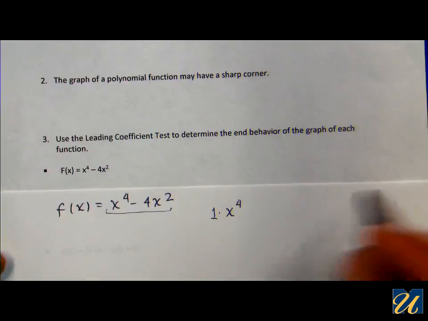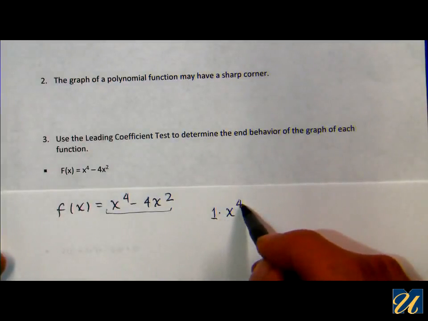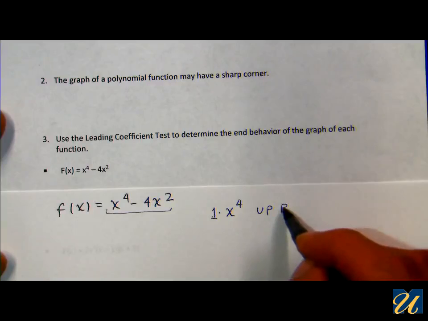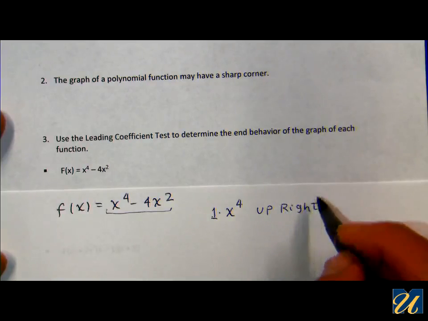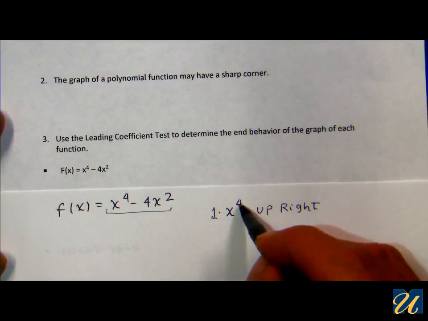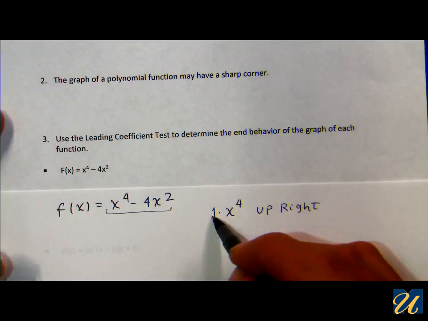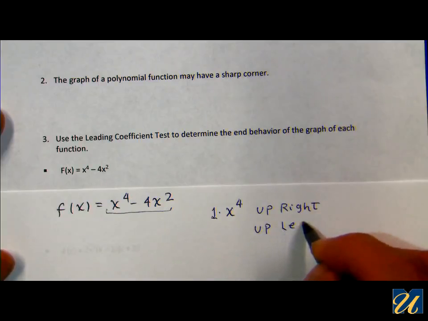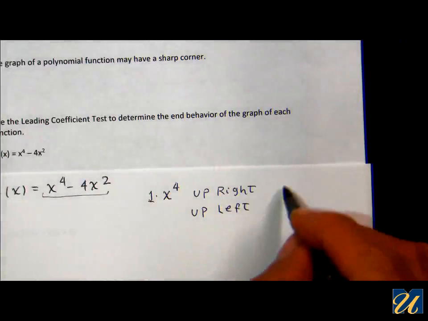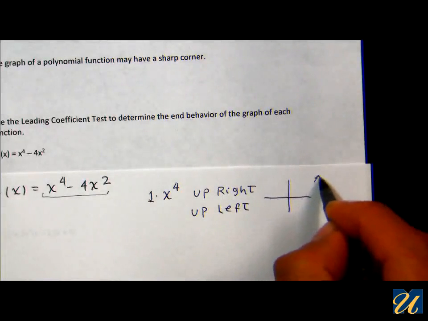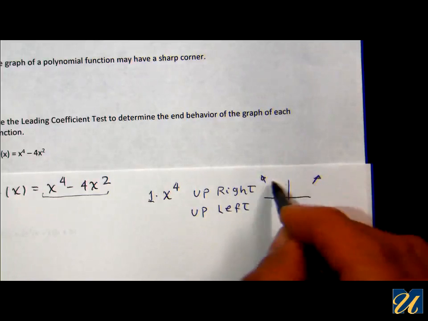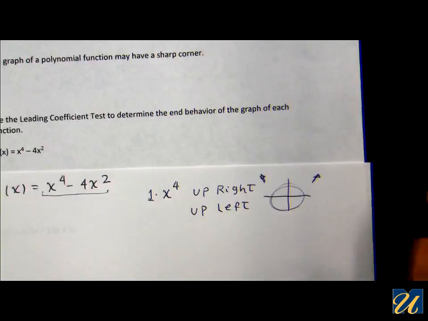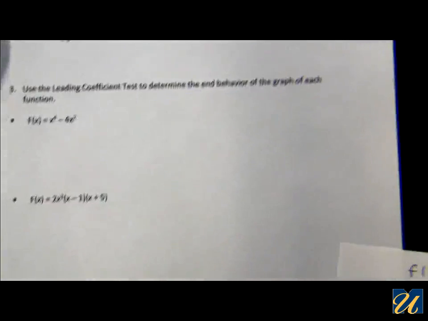So if we think this through, when x is large and positive, the fourth power will make it also positive, times positive 1. So this will go up on the right side. But a large negative number to the fourth power is also positive, and positive times positive 1 is resultant positive. So it'll go up to the left as well. So the only details that we know here are up to the right and up to the left, but we don't know anything about what goes on there. Only the far end behavior. Okay, what's the next one?